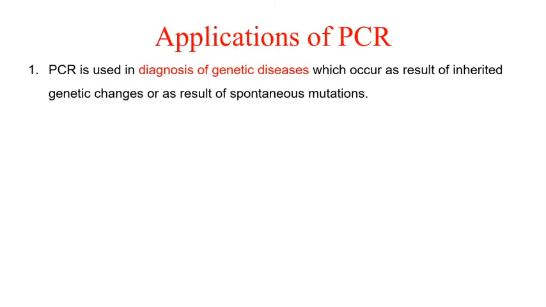Students, let us learn about the applications of PCR technique. PCR is used in diagnosis of genetic diseases like sickle cell anemia, thalassemia, hemophilia and Duchenne muscular dystrophy, which occur as a result of inherited genetic changes or as a result of spontaneous mutations. This diagnosis of genetic diseases by using PCR is becoming more common nowadays.